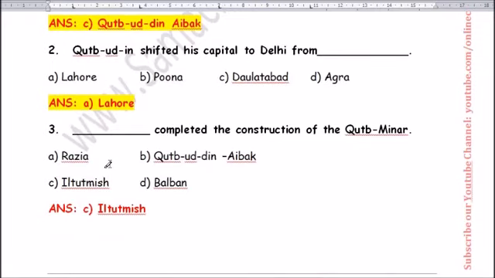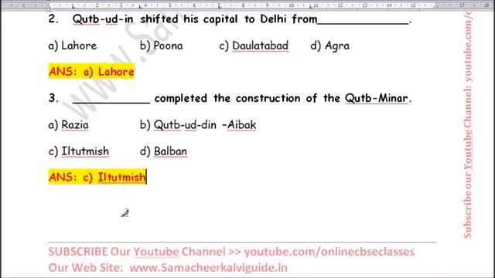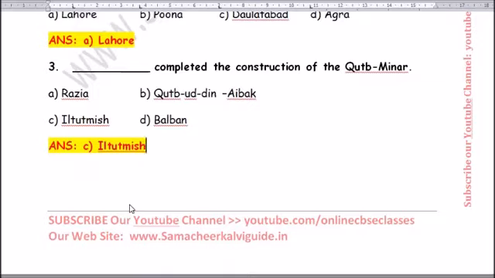Question number 3. Dash completed the construction of the Qutb Minar. Options are A. Razia, option B. Qutbuddin Aibak, option C. Iltutmish, option D. Balban. What's the answer? Correct. It is Iltutmish. It is Iltutmish who completed the construction of Qutb Minar.